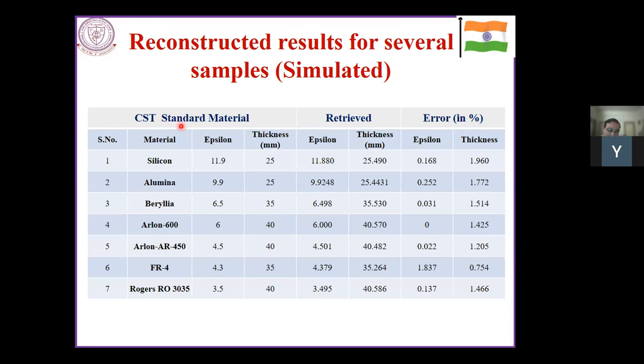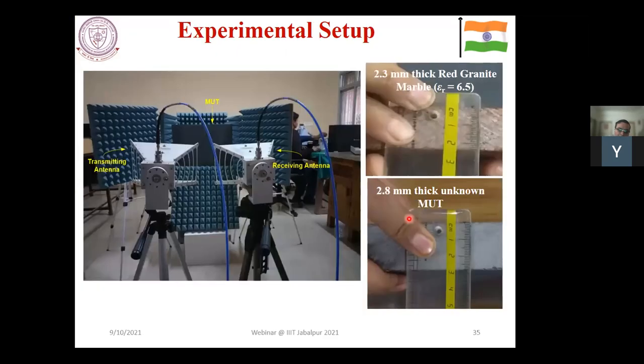These are some standard materials which are available in CST Microwave Studio. Here you can see the percentage error is very small for all these cases. So with this, what you can do is place the material under test over here, and you are using a couple of identical antennas.